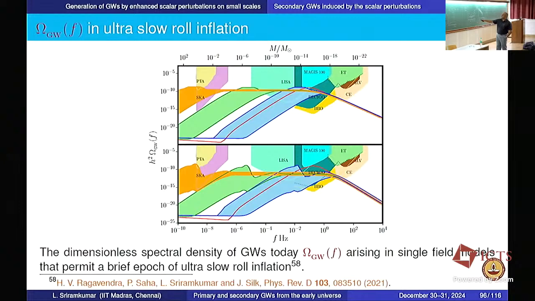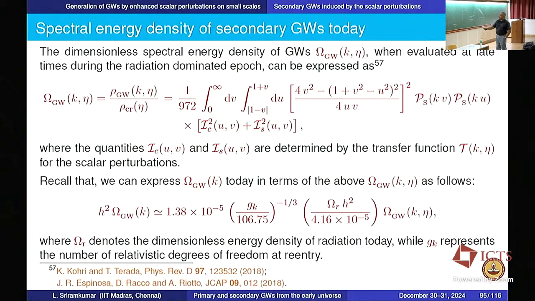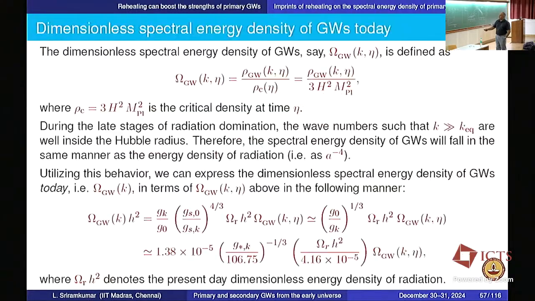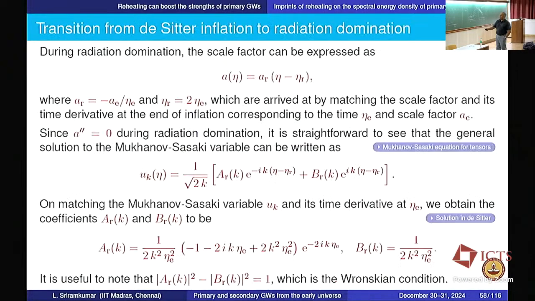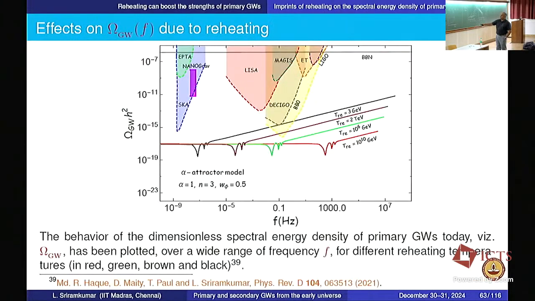The omega GW of secondary gravitational waves will lie here at 10 power minus 23 or so. Remember where the primary spectrum was. It was at 10 power minus 17 or so. It is worth going back. I'm sorry about this. There it is, right? It was somewhere here. Think of the scale invariant situation which you will have if you have inflation followed by radiation domination. It is at 10 power minus 17.